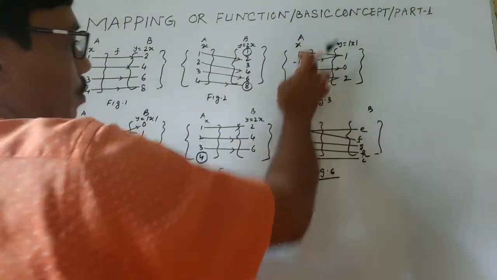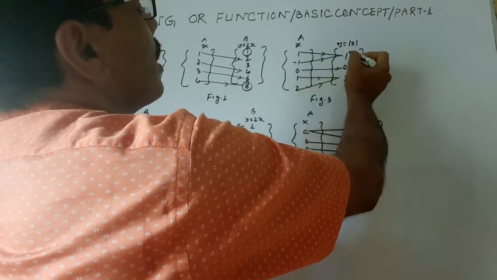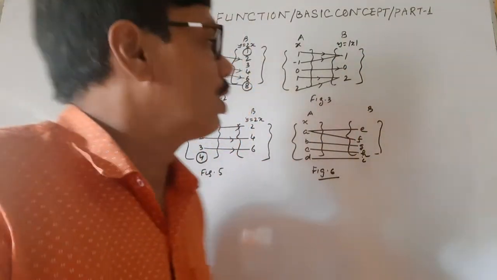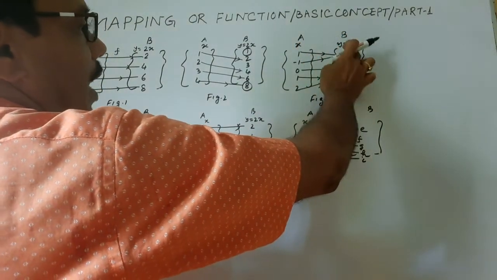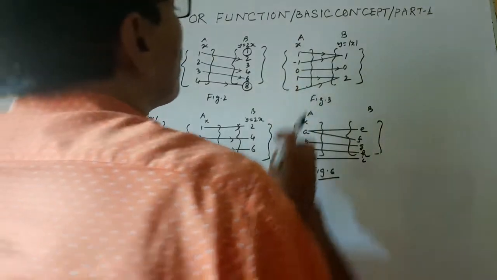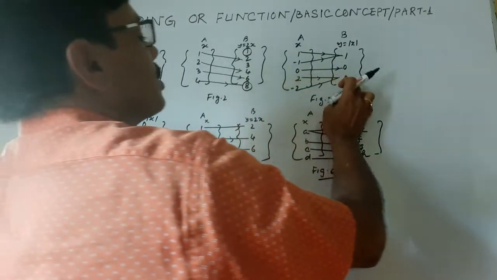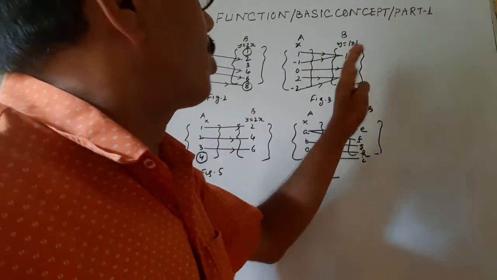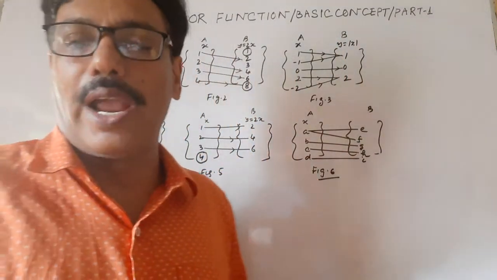Now, in figure 3, elements of A are 1, minus 1, 0, 1, and elements of B are 1, 0. So, look, here only positive values, 1, minus 1. So, only magnitude, this is 1. Magnitude of 0 is 0, this is 2. And this one is minus 2. Magnitude of 2 is 2 also. So, we get elements of B by taking magnitude of the elements of A. So, we are getting a rule of assignments.